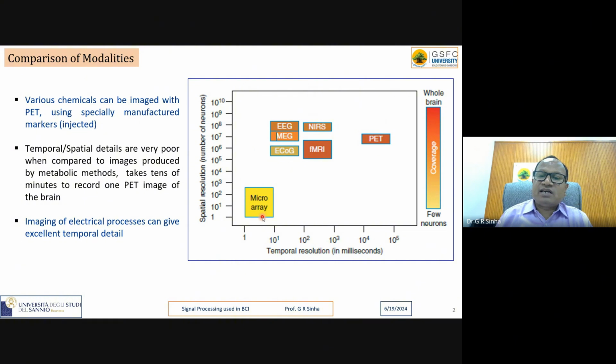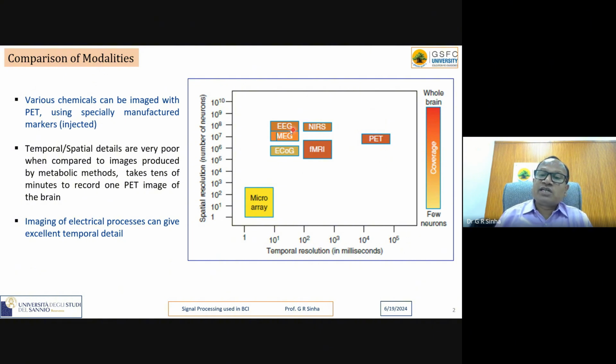And please understand, if this value is less, what does it mean? It is in terms of milliseconds. So microarray means it is inside your brain, so the total time taken is very less. That is the meaning. And when you are recording PET, it is taking so much time. 10 to the power 5 milliseconds means it is 100 seconds, almost 100 seconds it is taking.